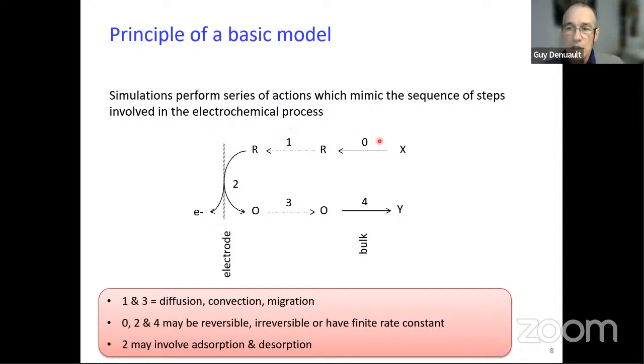In contrast, steps 0, 2, and 4, because they are chemical processes, may be reversible processes, kinetically controlled processes. This is where you need to account for thermodynamics or kinetics. Step 2 may be complicated. The electron transfer process may involve adsorption or desorption, and that's another thing that needs to be taken into account.